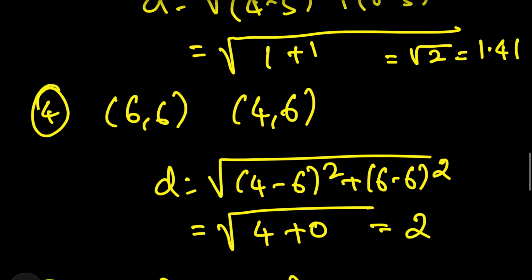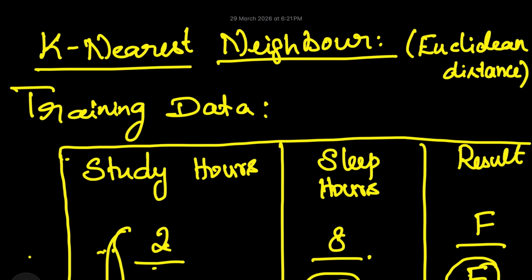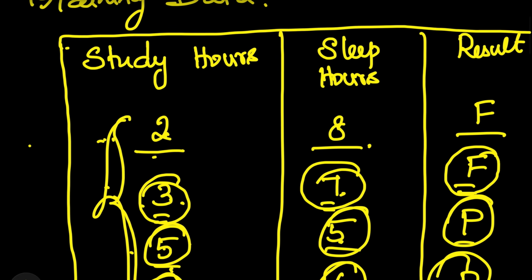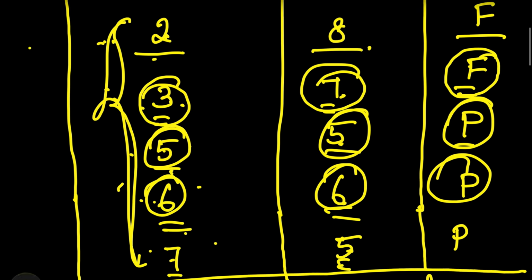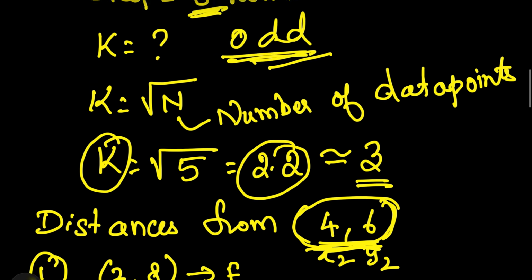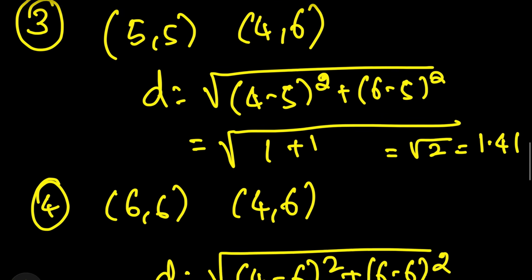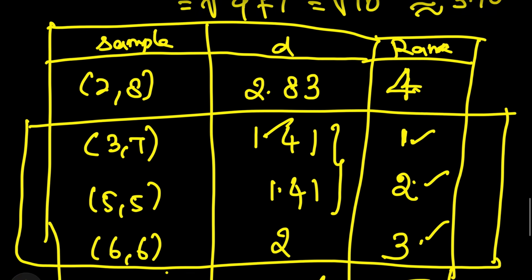Another point is, if they have given you the k value, that's not an issue. If they haven't given the k value, you should not keep the k value very small, and also you should not keep it very large. You should always have an odd number, and a medium k value, which is very safe for you to classify the labels. So thank you.